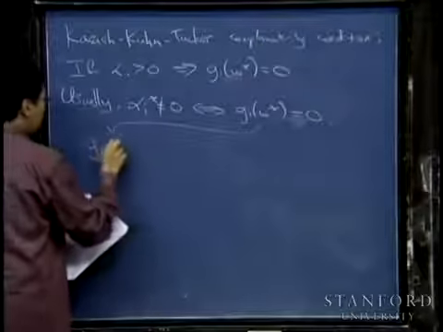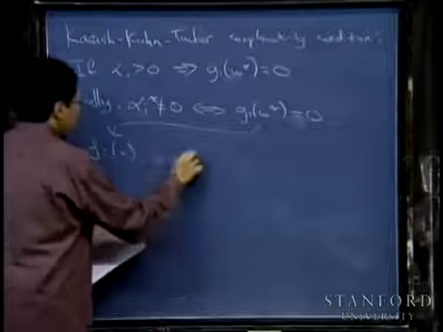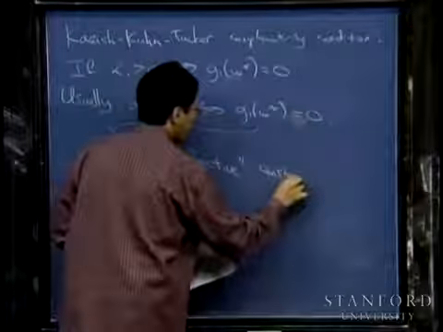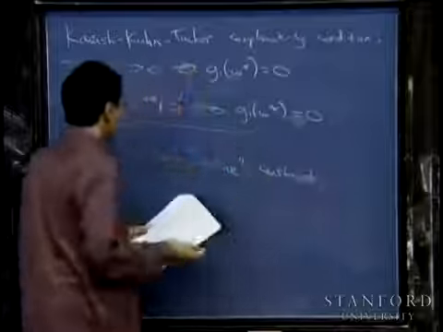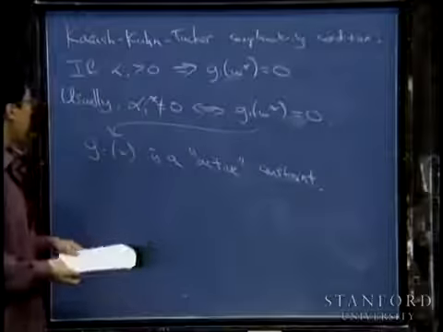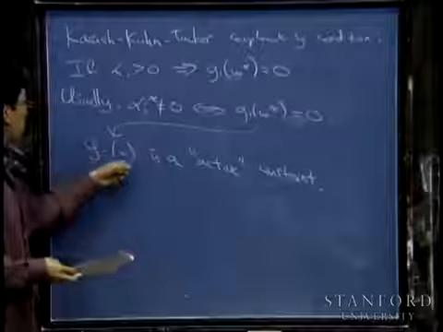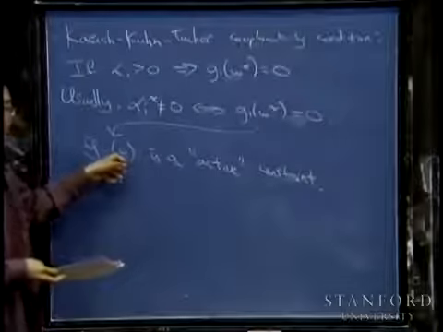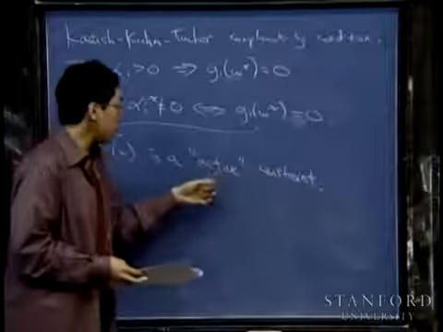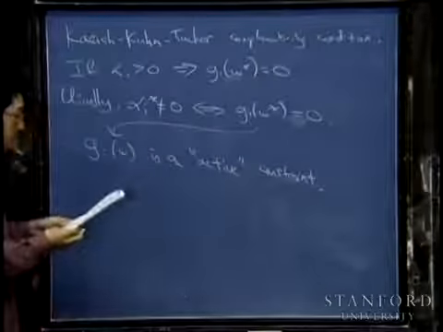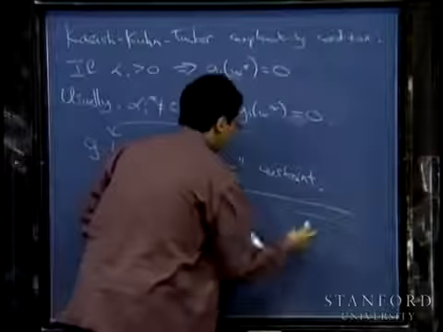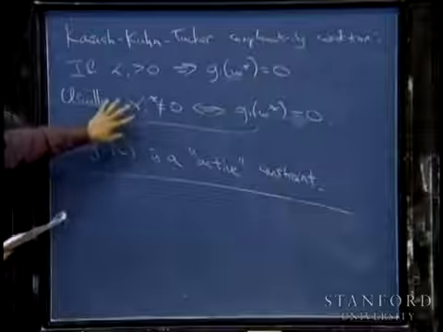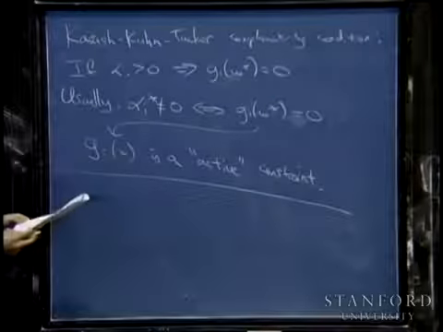And also, when gi of w star is equal to 0, we say that gi of w is an active constraint. Because recall, our constraint was that gi of w must be less than or equal to 0. And so if it's equal to 0, then we say that this is an active constraint. Once we talk about SVMs, I'll come back and extend this idea a little bit more.